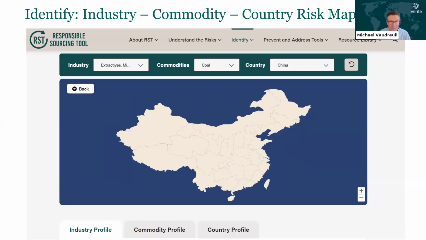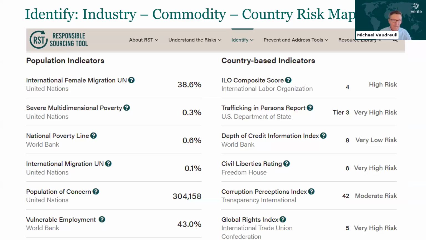And if we select China, for example, you will get a list of all of the indicators of risk, or of things that could indicate the potential risk for forced labor in that country. And we're going to, as Sean said, in the third webinar, really get into risk mapping and risk assessment, and that's where these risk indices are going to become very useful for any organization who is looking to map the risks in their procurement.